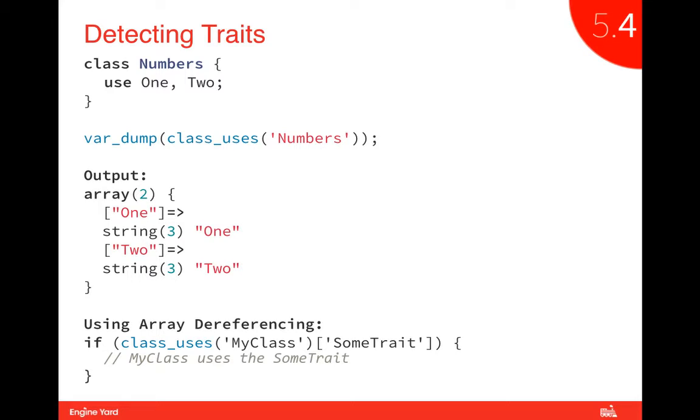What's cool about that is this is the only use that I can find for array dereferencing that doesn't really suck, is you can do if class_uses whatever the class name is, dereference off the trait name, you can then do some code based on whether or not it's really there. But don't do this. There's no guarantee of what those functions actually are or anything like that. It could be aliased out in ways you don't know in terms of setting the private protected. Do not write conditional code around traits. It's possible, but it's terrible. Use interfaces. Hmm?